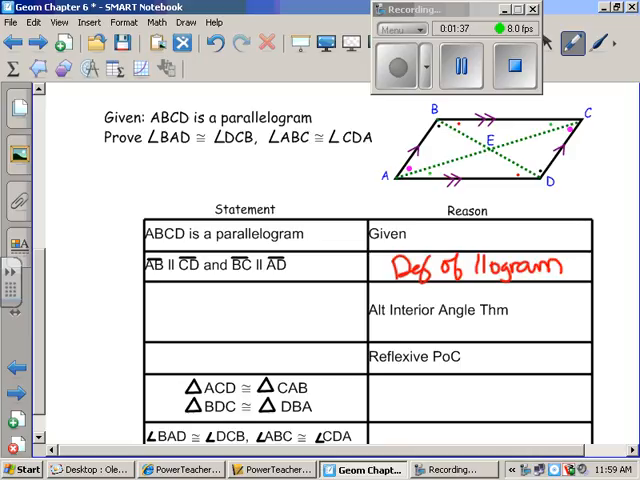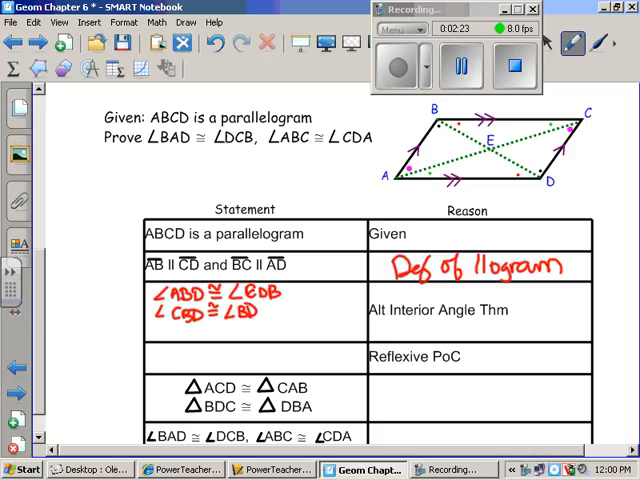Okay? All right. Then we've got the alternate interior angle theorem. Well, if I've got parallel lines, they're cut with transversals. So the diagonals become the transversals. So that means if I start at the upper left corner, angle ABD is congruent to angle CDB. Okay, and angle CBD is congruent to angle BDA.